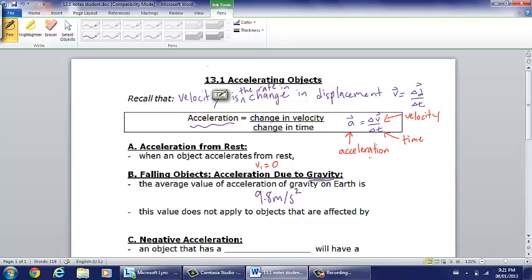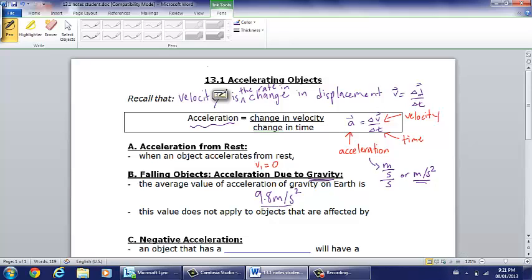The units for acceleration, and I should have mentioned this up here, because it's velocity over time, are meters per second, or what we more typically write is meters per second squared. It's the change in velocity every second. So meters per second every second.